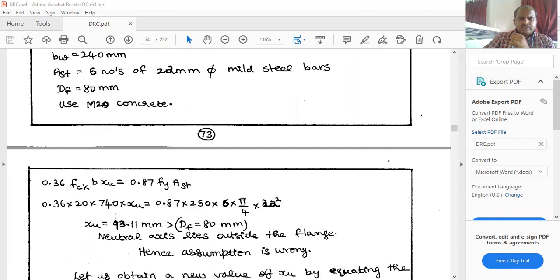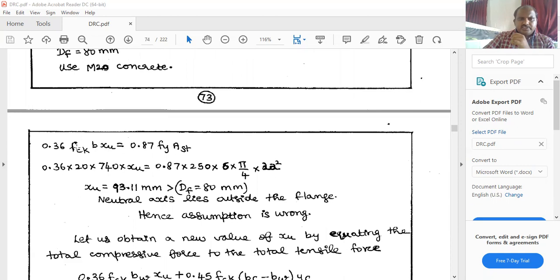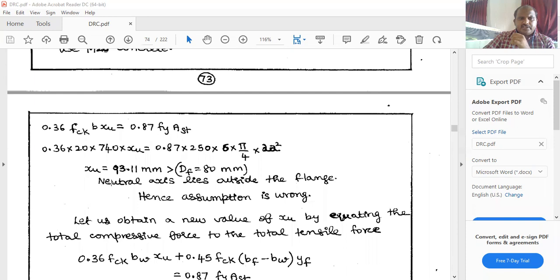Use M20 concrete. So 0.36 FCK B XU equal to 0.87 FY AST. FCK is 20, and B is 740. XU is the unknown value, equal to 0.87 into FY, which is 250 because it is mild steel, and AST is 6 into pi by 4 into 22 squared. So finally the XU value is 93.11 mm.